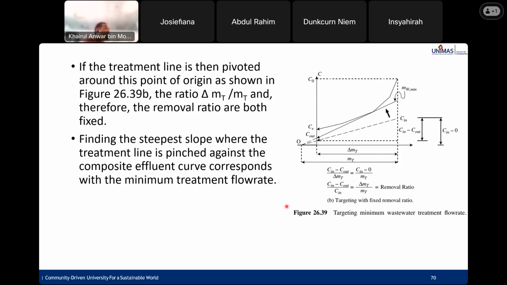Later we will see the example. So really, in the end we get the similar triangles. If the treatment line is then pivoted around this point of origin, as shown in figure 26.39b, the ratio delta MT over MT and therefore the removal ratio are both changed. Finding the steepest slope where the treatment line is pinched against the effluent curve corresponds with the minimum treatment flow rate.